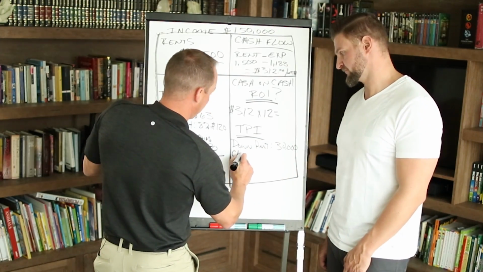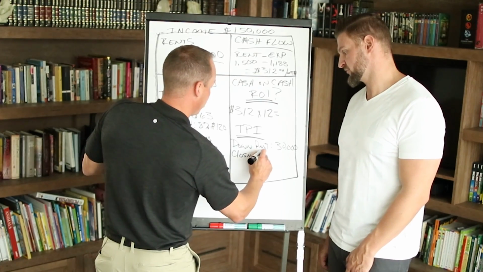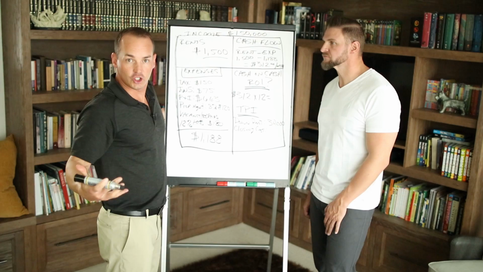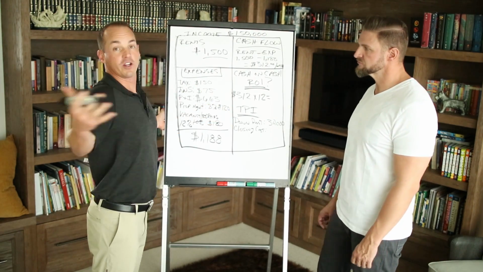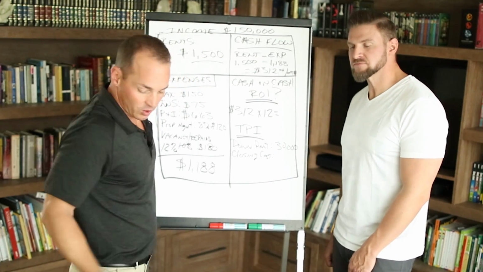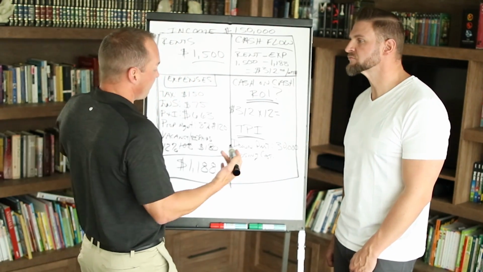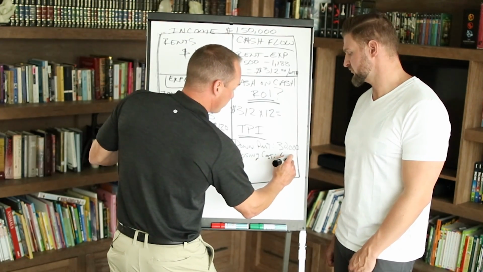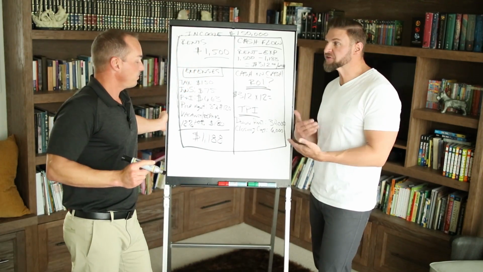We have closing costs. Unfortunately, mortgages are not free. Lending fees, appraisals, inspections, title insurance. There's a lot of third-party fees associated with buying real estate. So we have closing costs. I'm going to assume 4% for this particular example. So that's $6,000.